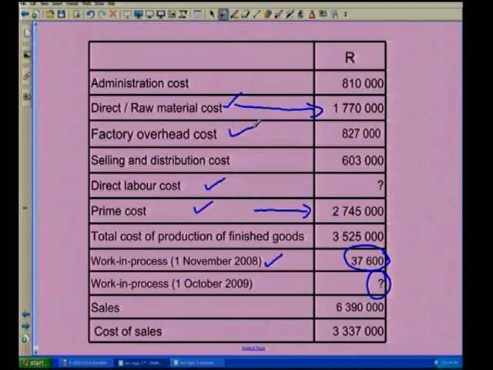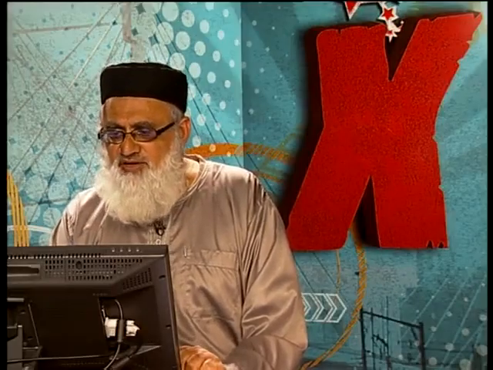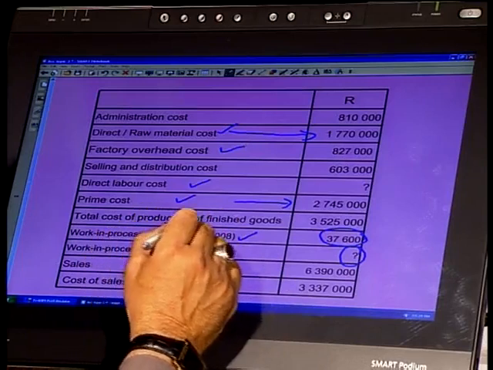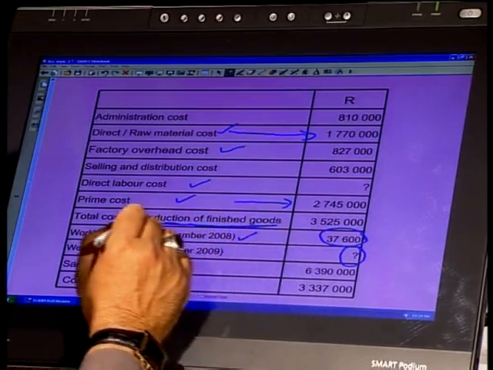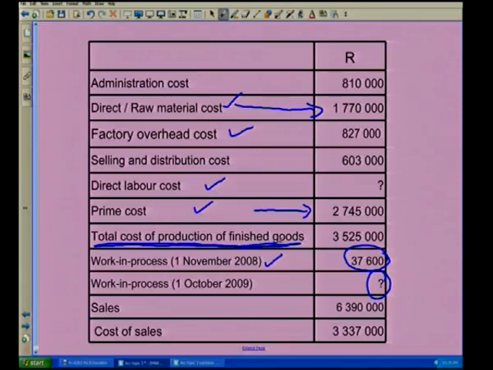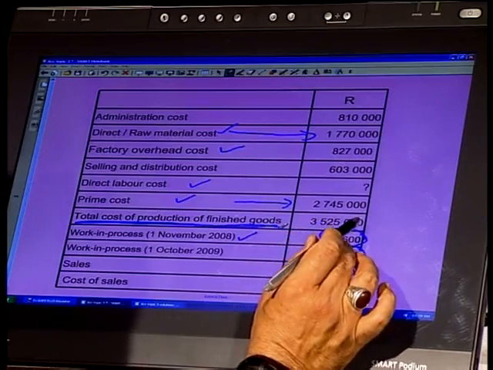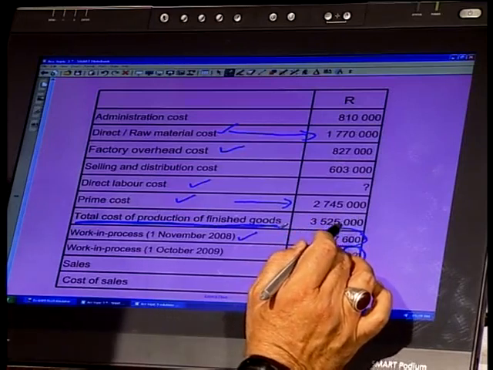Let's look at the question. If we go through our information, there's my admin cost. It's certainly not that. Factory overhead cost, I'm sure we've dealt with this one. Remember, we've used the factory overheads cost. It's not my selling and distribution. It's not my sales. It's not my cost of sales. What is it then? Somewhere along here, there's something that I haven't ticked off. Can you see what I'm talking about?